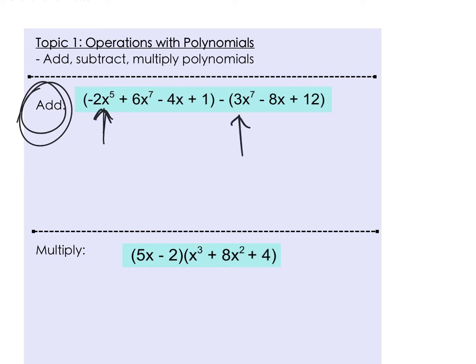All right, so this and this go together. No, they don't. There's nothing that goes with the x to the fifth. So it's there, but it's just not first. So negative 2x to the fifth is in the answer, but it's not first. There's something else that goes here.